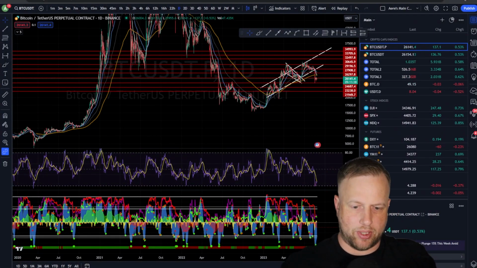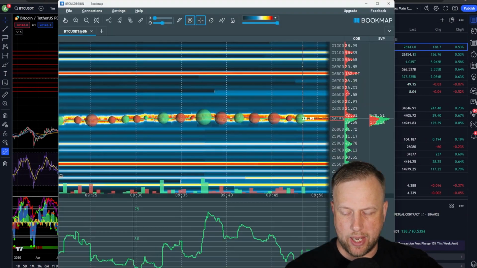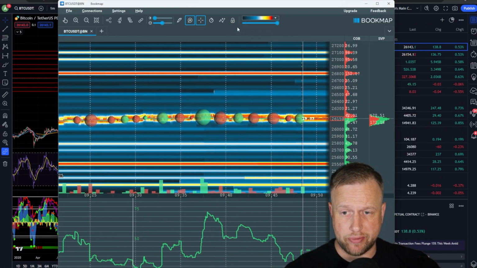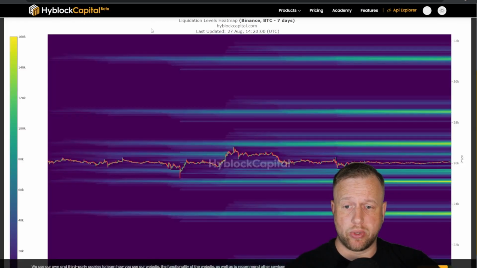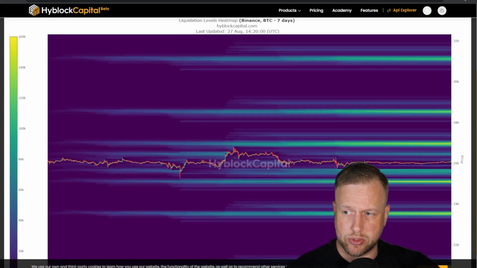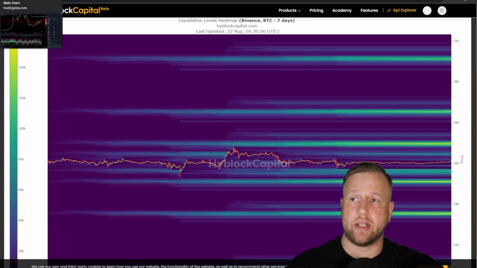Look, there are 100 different liquidation programs and order book programs. My favorite's Bookmap. There's TradingLite, TradingView. There are lots of liquidity programs. I'm starting to like Hyblock Capital. It's in beta right now. I'm testing it out. They have a lot of offerings, right? A lot of stuff that you can dissect the markets with. You've got to find the one that you like and that works with you.